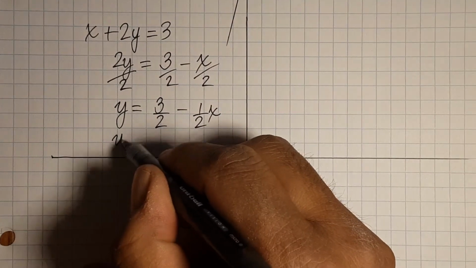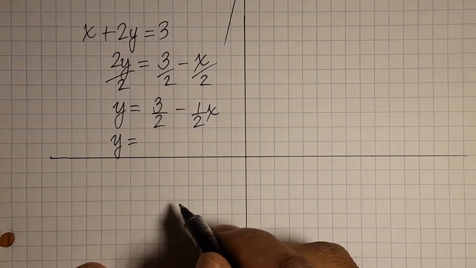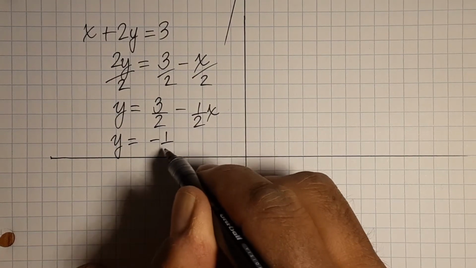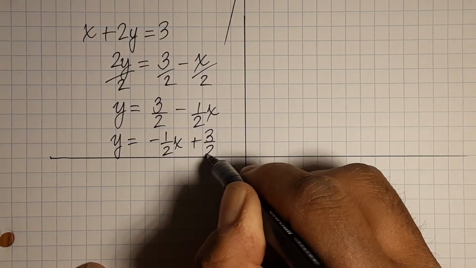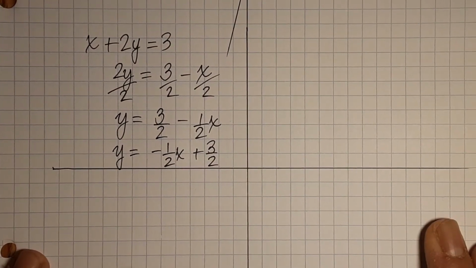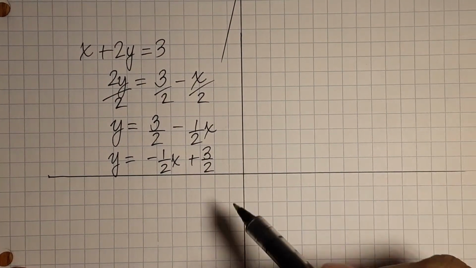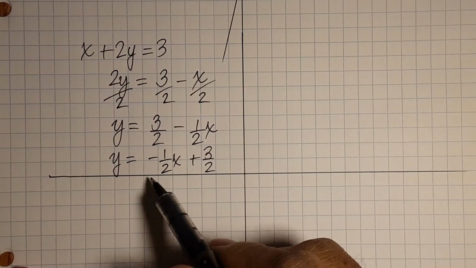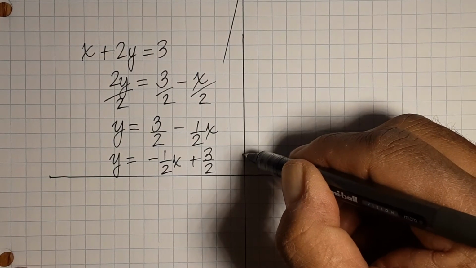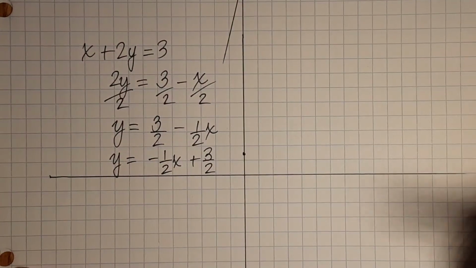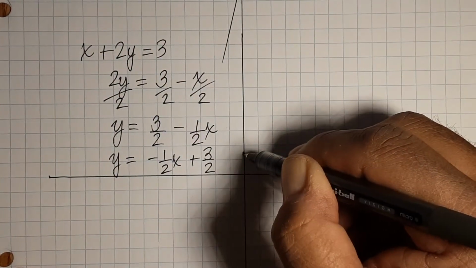To force my brain to see that as y equals mx plus b, I'm going to rearrange: -1/2x plus 3/2. So what that's telling me is my y-intercept is 3/2 and my slope is -1/2. So 3/2 is 1.5. So 1.5 would be right over there, between 1 and 2.